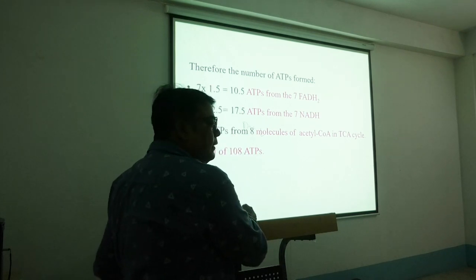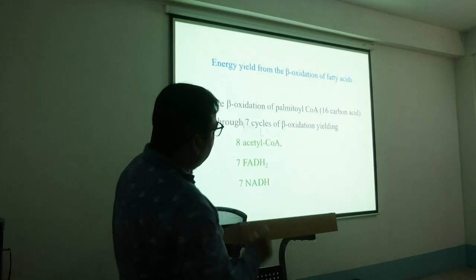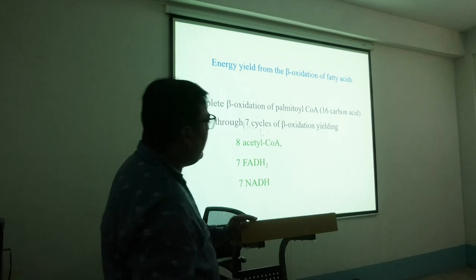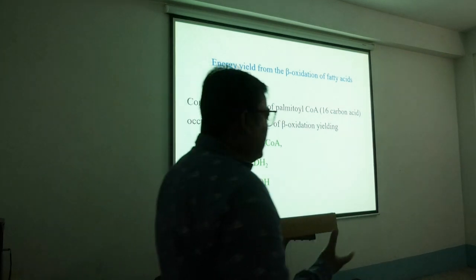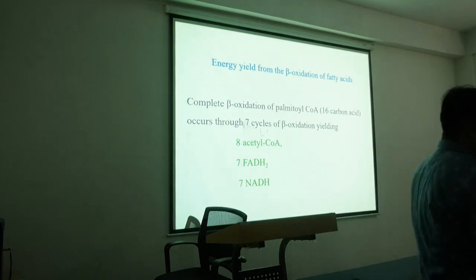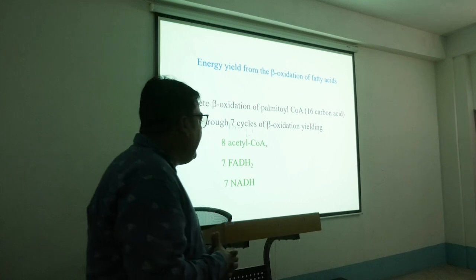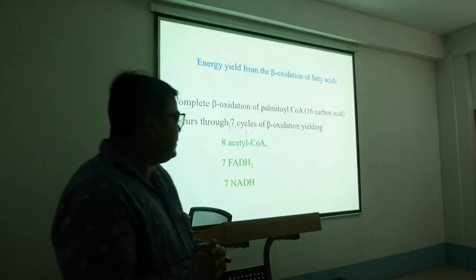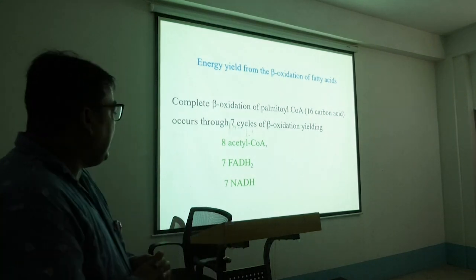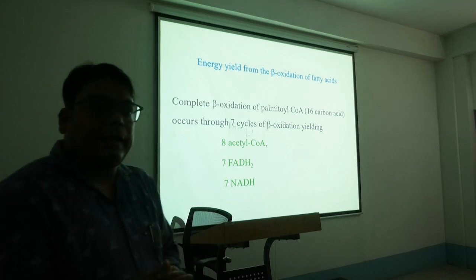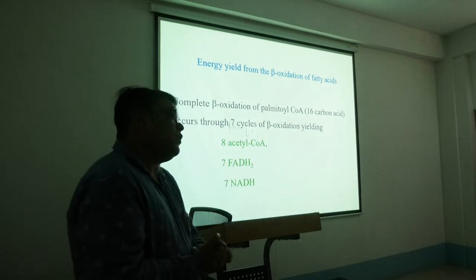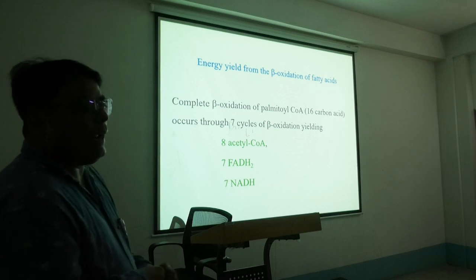Write this and learn it, very important. Complete beta oxidation of palmitoyl CoA, that is a 16 carbon atom molecule, goes through 7 oxidation cycles. It produces 8 acetyl CoA, 7 FADH2 and 7 NADH, and ultimately produces 108 ATP.